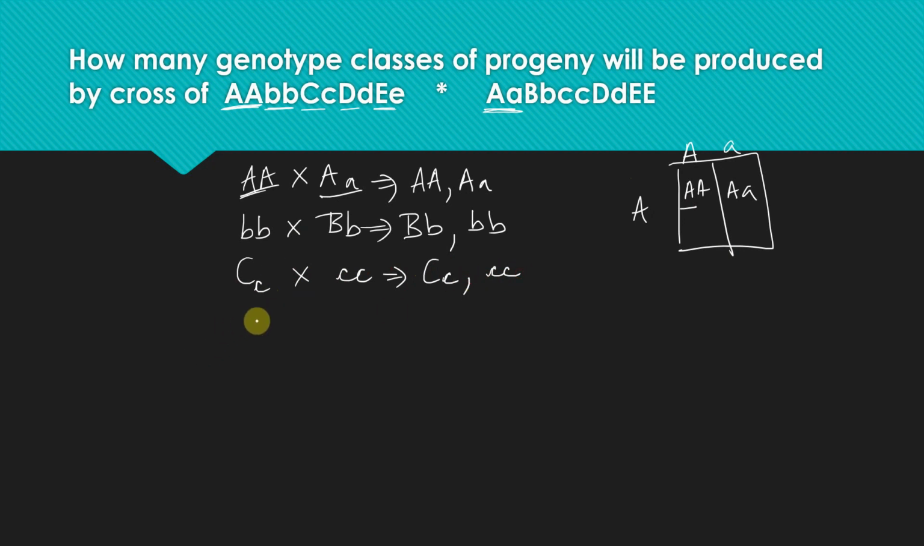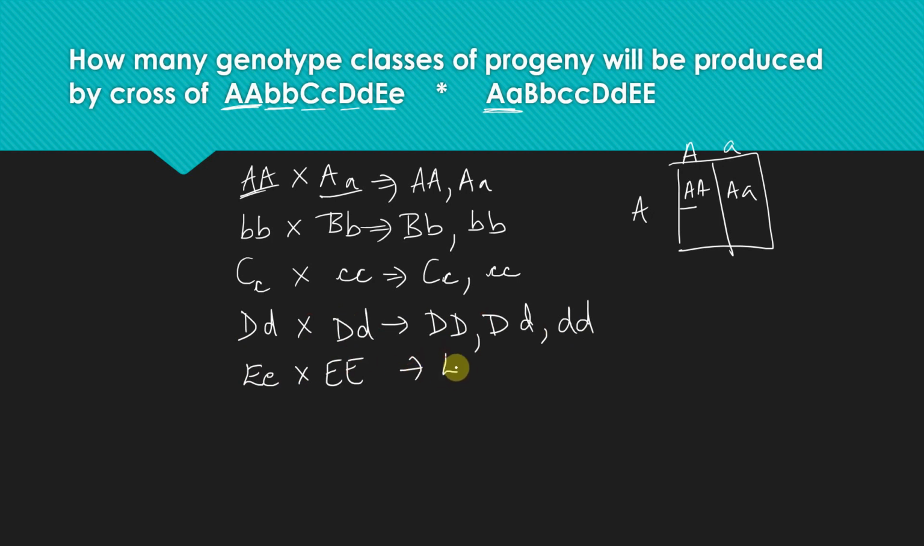Now let's look at the fourth one, which says capital D small d crossed with capital D small d. Both are the heterozygous form, so we can get 3 possible combinations: one with the homozygous dominant, one with the heterozygous, and one with the homozygous recessive alleles. Now we will see the next one, which is heterozygous and homozygous dominant for E. So here we can get capital E, and also we can get capital E small e.